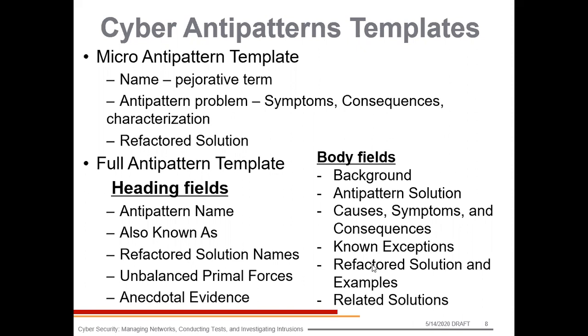Then you have refactored solution and examples. So what is this refactored solution and examples? Whatever name you gave here, refactored solution, its names and examples. And if you have related solutions, that can be given by related solution. So this is the structure of a full anti-pattern, and this is the structure of a micro anti-pattern.